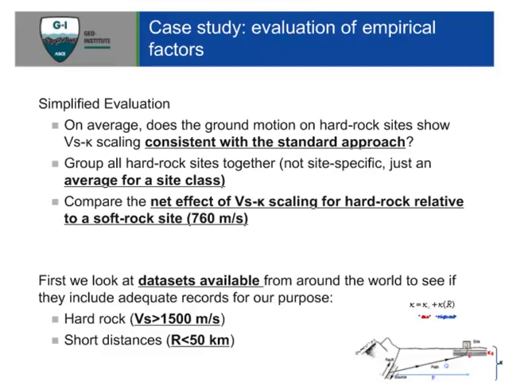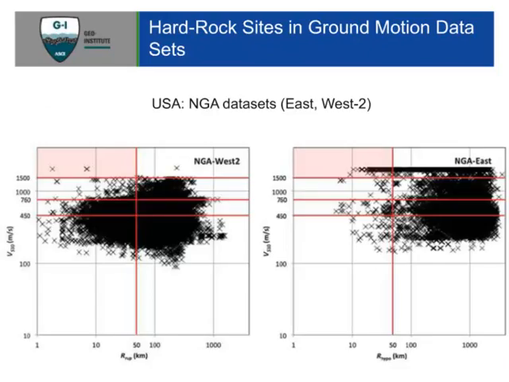So what we need to do is we go through some data sets available worldwide, and we look at whether they have enough data for our purpose, which means data from hard rock stations, so VS above 1500 meters per second, and short distances. The reason is, if you recall the components of kappa, we need to minimize the effect of the blue bit, which is the path attenuation, and focus on the site, which was the red bit. So quickly skimming through some data sets that are often used.